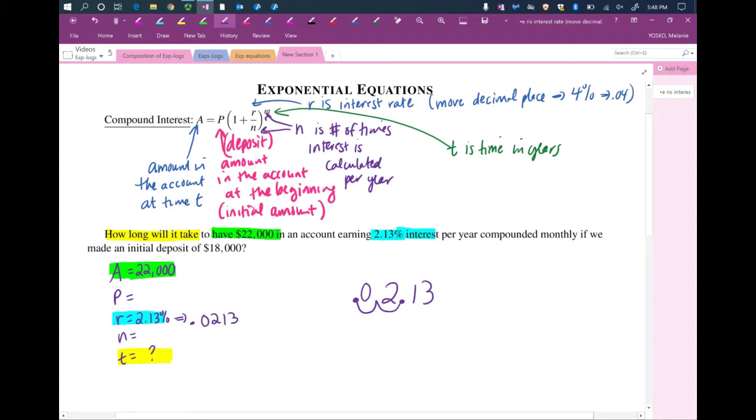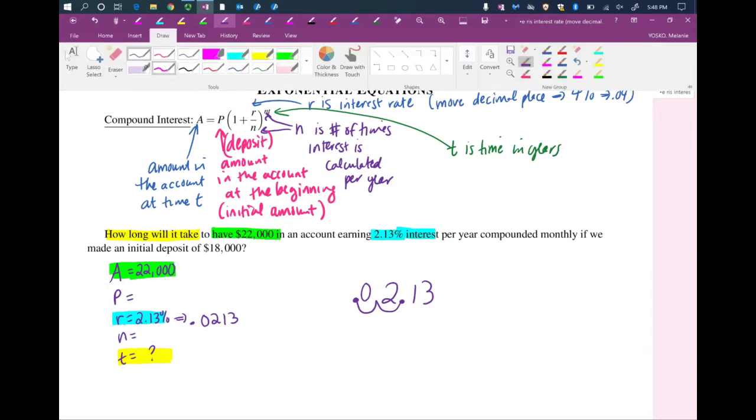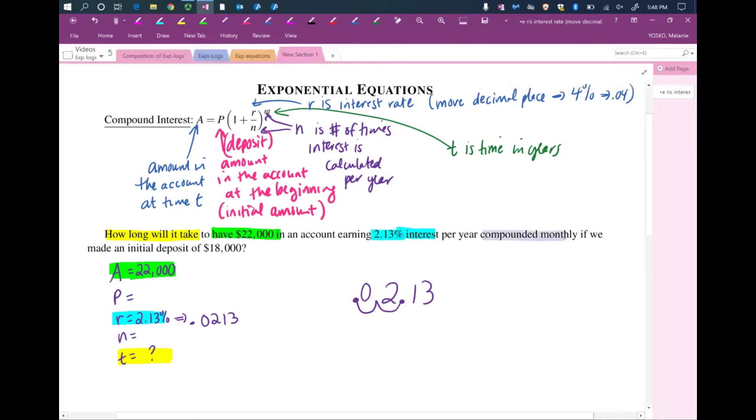Okay, then per year compounded monthly. So compounded monthly, that's going to be the N. And monthly means it's calculated 12 times per year. Okay, and then it says if we made an initial deposit of $18,000. So that's how much I put in at the beginning. That is the P value. So this is $18,000.